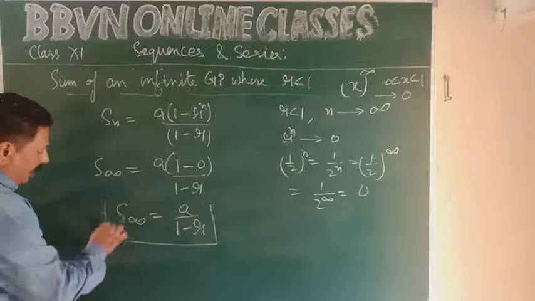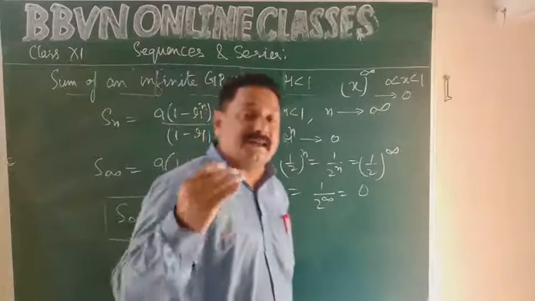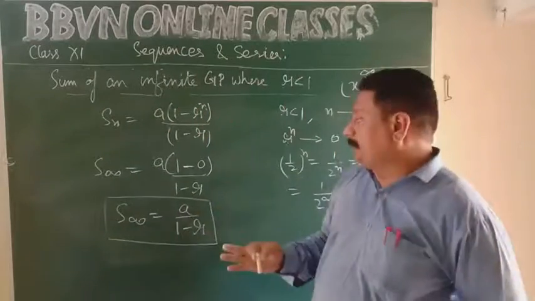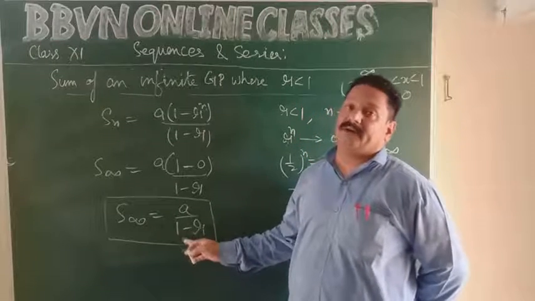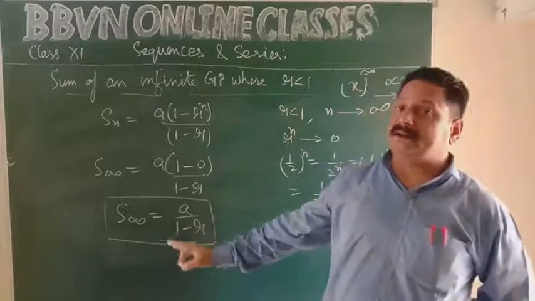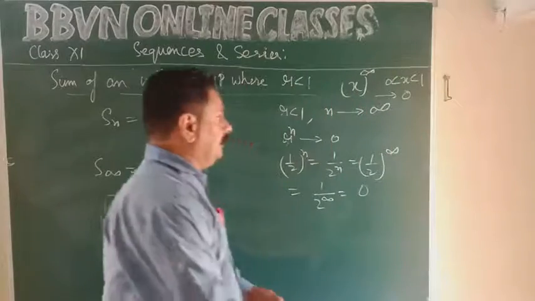So if you have a geometric progression in which the common ratio r is less than 1 and the number of terms is infinite, then use this identity to find the sum of that particular GP. Okay. Now let's do some questions on these identities.